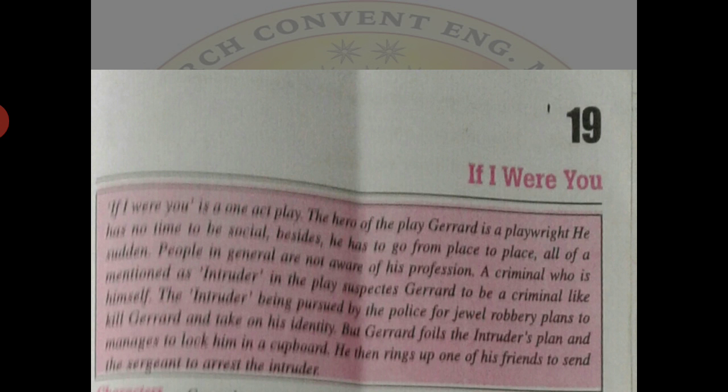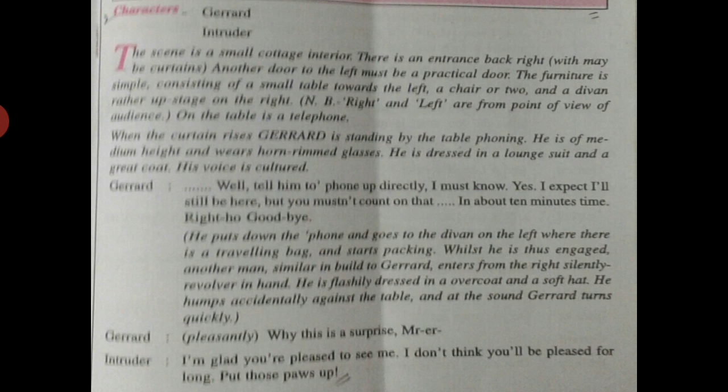That intruder, pursued by the police for jewel robbery, plans to kill Gerard so that he can take his identity, but by his wisdom, Gerard was able to trap the intruder in his plan, and somehow he managed to lock the intruder in his garage. Then he rings up one of his friends to send police to arrest the intruder. This is all about the story.